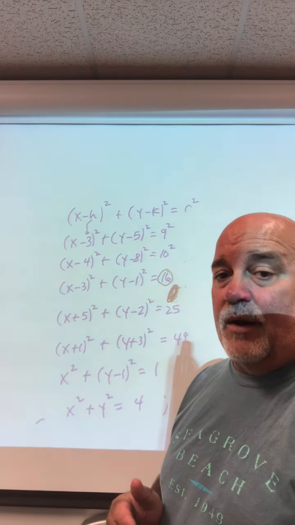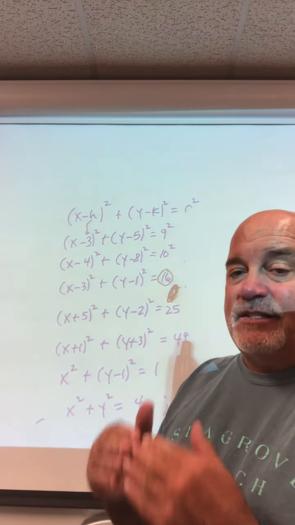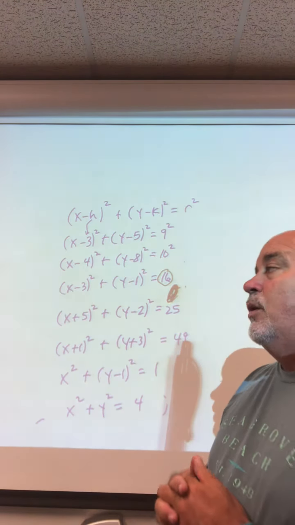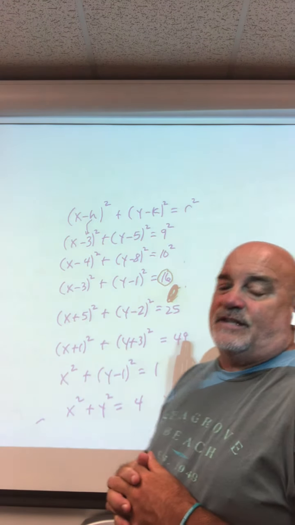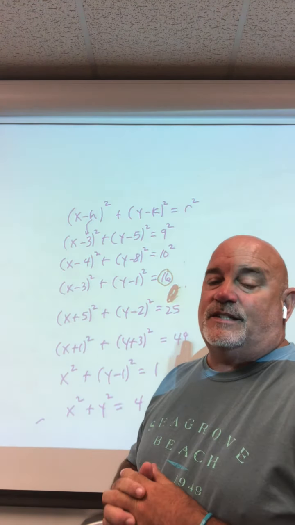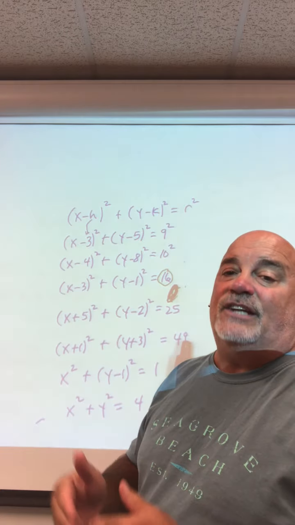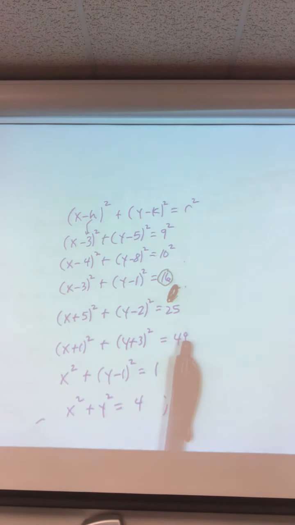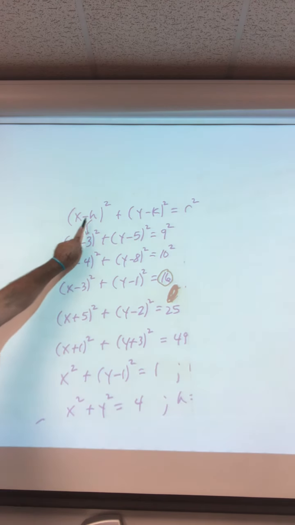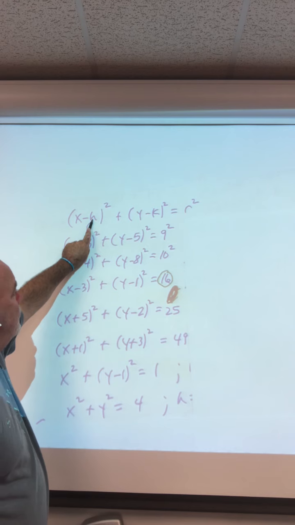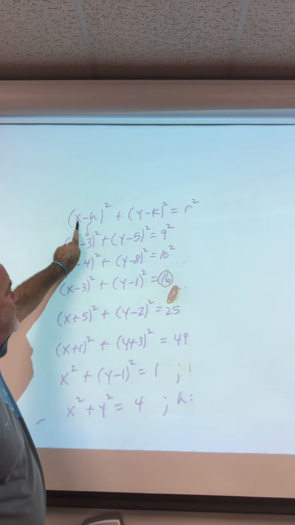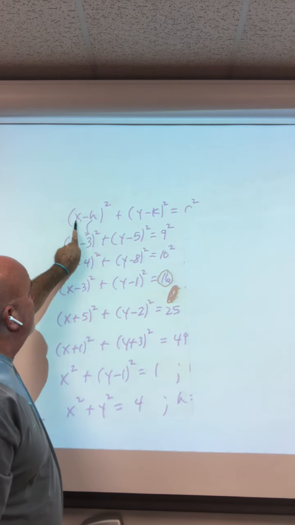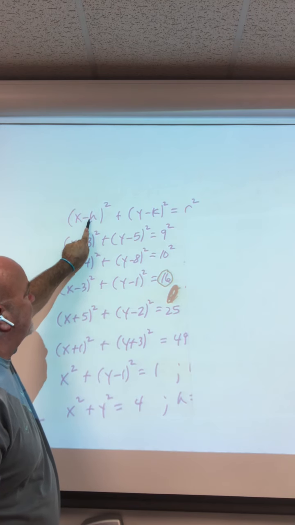All right, so here's what I want to do. I want to state the center and the radius. Now, what is another way to say state the center and radius? Another way to say that is state h and k. All right, what did we say h was? We said h was what was behind the x. It's in front of the square, but behind the x, the opposite of it.